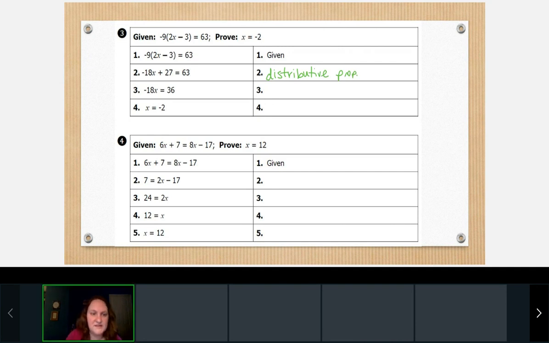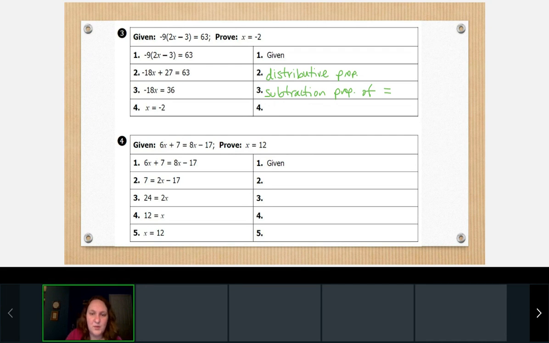Okay, then from step 2 to step 3. That 27 went away, and now the 63 is a 36. How would I get that 27 to go away? Well, I would subtract 27. Very good. So this is the subtraction property of equality.